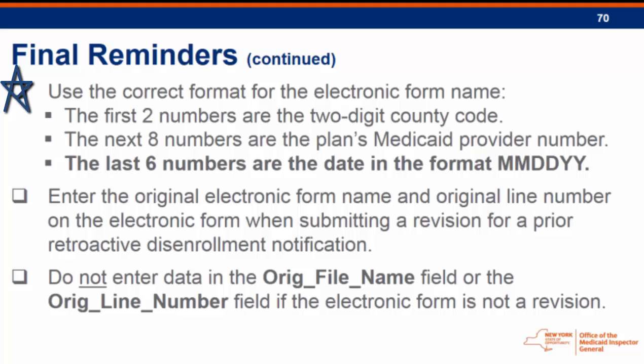Be sure to use the correct format for the electronic form name. The first 2 numbers are the 2-digit county code. The next 8 numbers are the plan's Medicaid provider number. And the last 6 numbers are the date in the format month, day, year. Enter the original electronic form name and original line number on the electronic form when submitting a revision for a prior retroactive disenrollment notification. Do not enter data in the original file name field or the original line number field if the electronic form is not a revision.